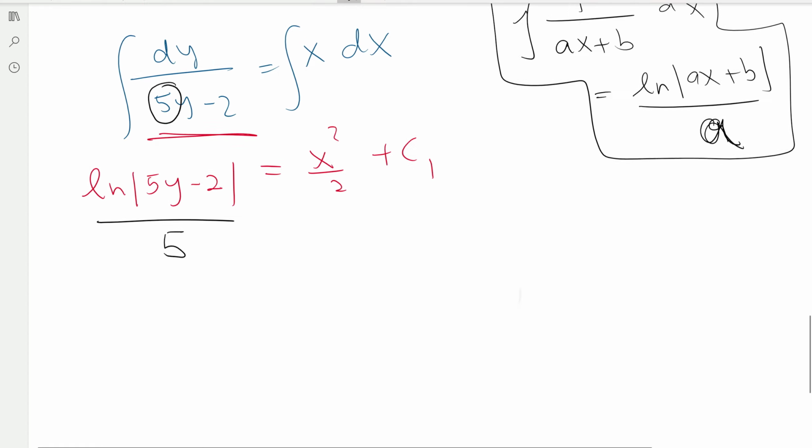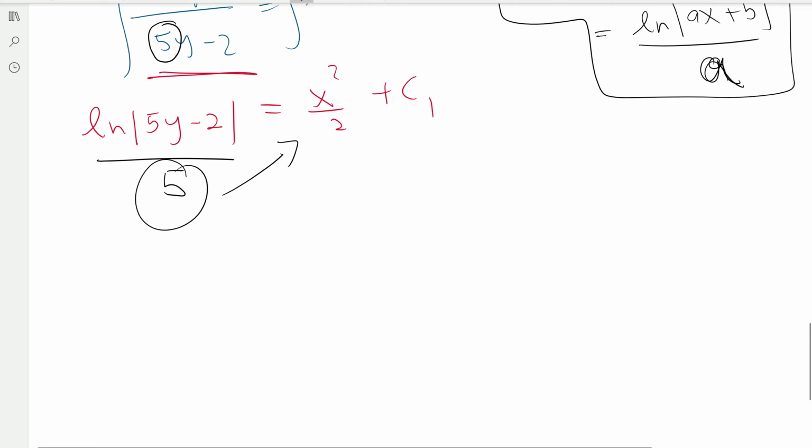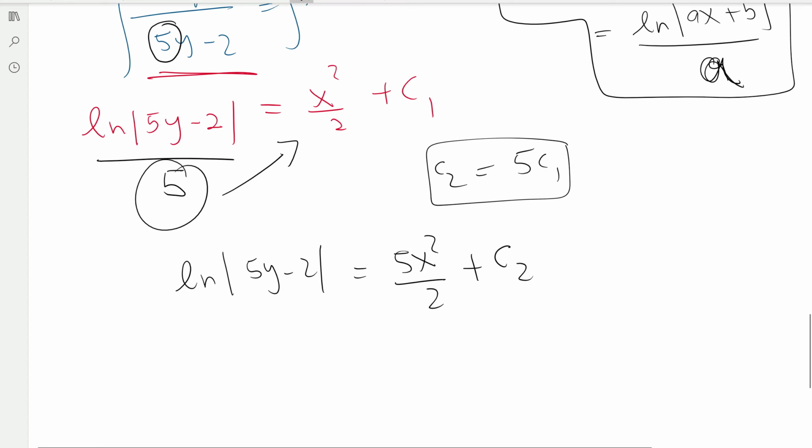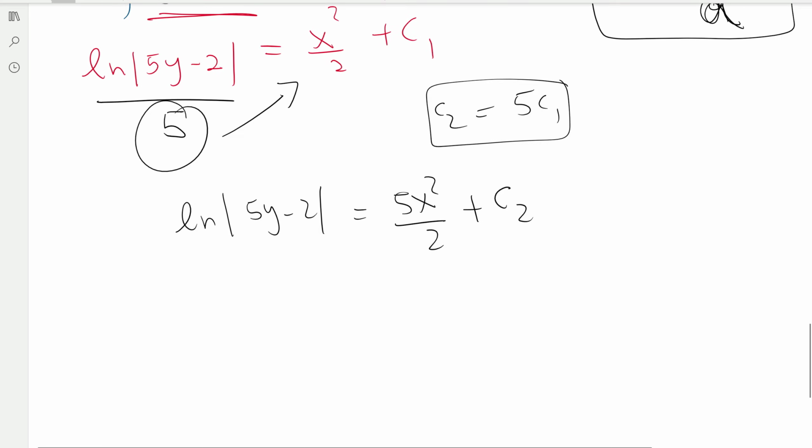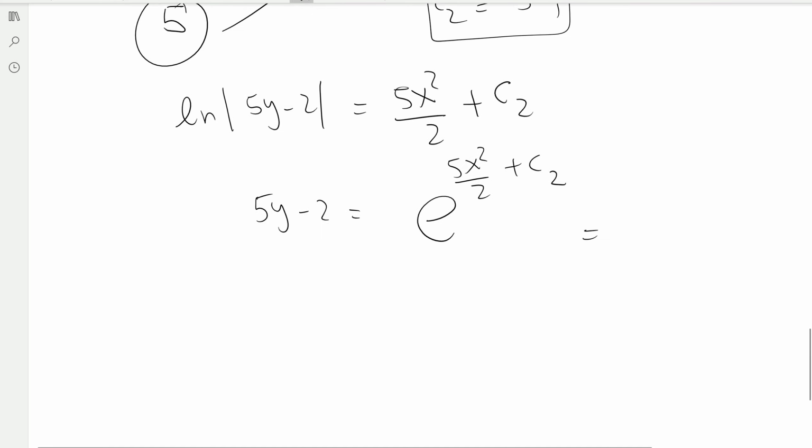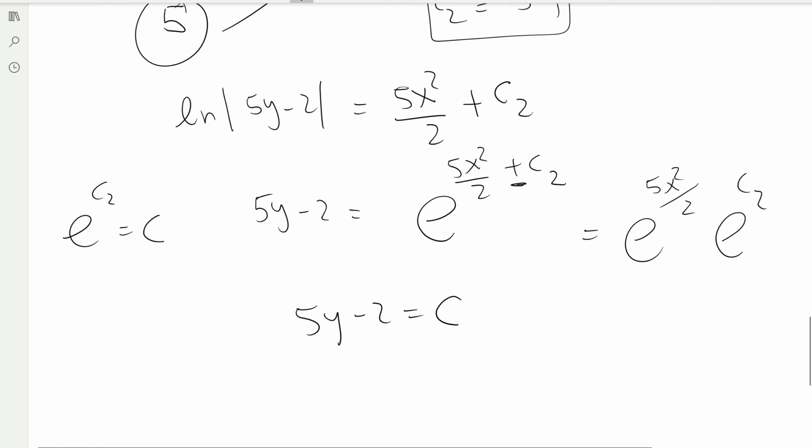So that's a rule that you should know. Anyway, now to find the explicit solution, let's take that 5 to the right. Natural log absolute value 5y minus 2 equals 5x squared over 2 plus 5c1, let's call it c2. Now let's take e of the right hand side, so 5y minus 2 is e to the 5x squared over 2 plus c2. We can break the plus here as e to the 5x squared over 2 times e to the c2. So let's write e to the c2 as c.